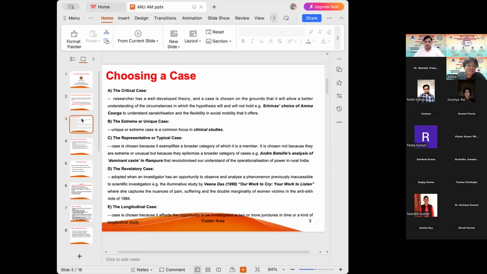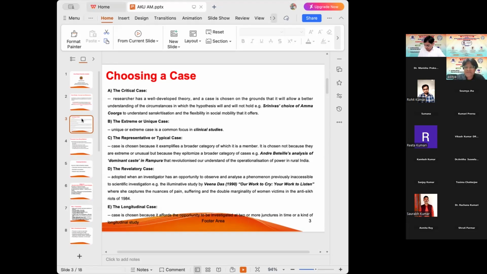So here the hypothesis that the caste system is rigid does not hold with the particular case that you come up with. It might be that it is an aberration, but after all, it is a case to say that even the sweeping generalization that we make of a certain theory does not stand. In the second case, we go for extreme or unique case studies, and this is mostly done in clinical studies. Psychologists do that. Then there is a representative or typical case.